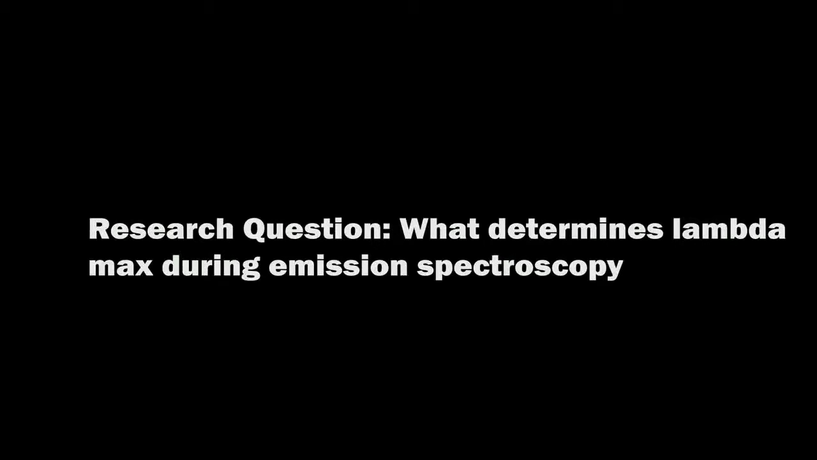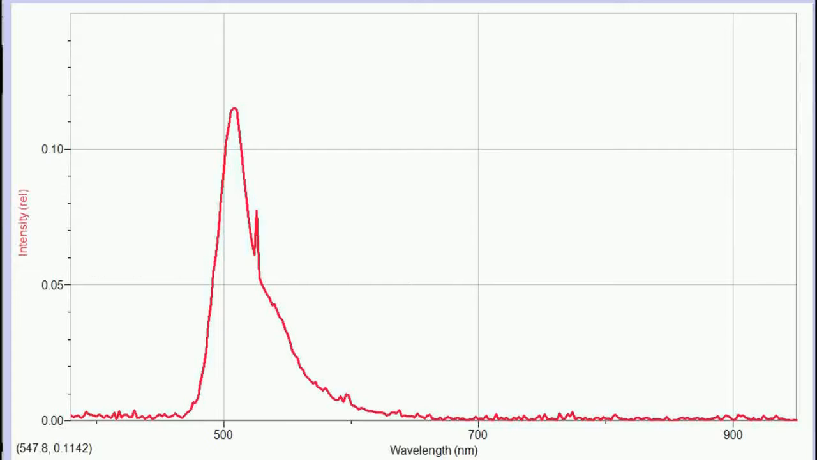Our research question is, what determines the lambda max during emission spectroscopy? In emission spectroscopy, lambda max is the wavelength of the photon with the greatest intensity, or the wavelength where the most photons are produced. The wavelength of the photon is determined by the energy released during emission as electrons return to their ground state from their excited state.